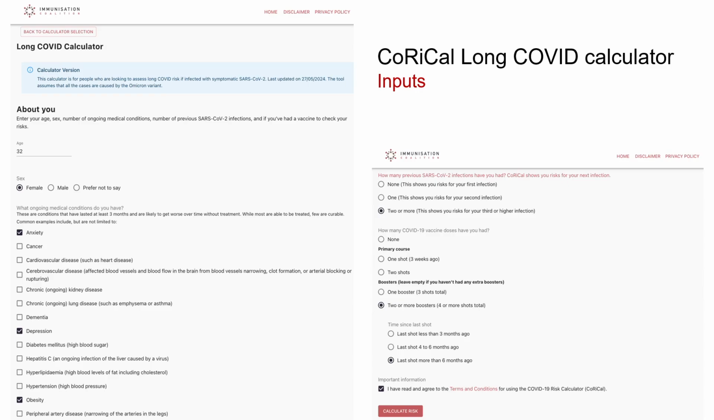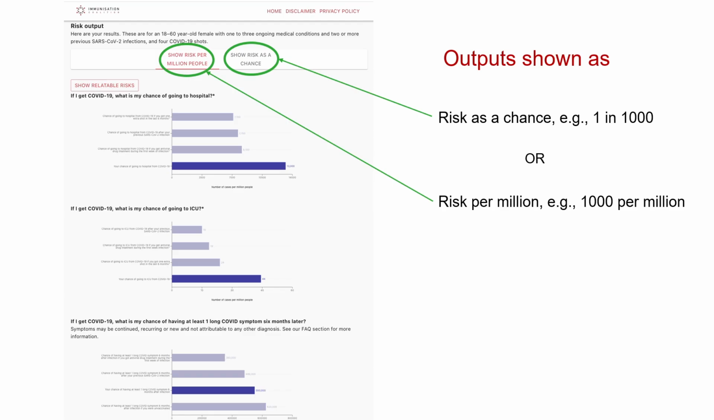So this is what it looks like when you go to the CoRiCal website, and you probably can't read all of that in great detail, but essentially this person has put in her details. She's a 32-year-old female with anxiety, depression, and obesity. She's had 2 or more COVID infections, and she has had 2 or more boosters, so at least 4 doses of the vaccine, and the last dose was more than 6 months ago. So you can enter this depending on your own or your patient's situation, and you get an output of various things, looking something like this on the website.